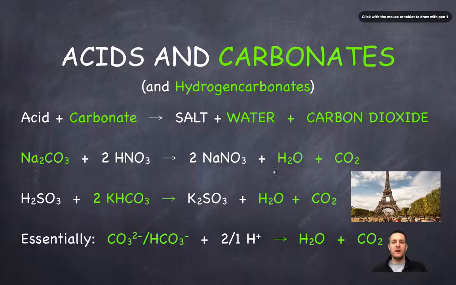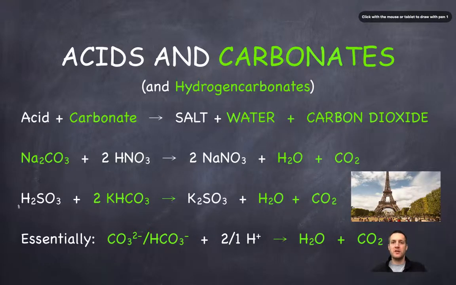Now, let's have a look at carbonates. Bear in mind, this is also true for hydrogen carbonate. So if I take an acid and a carbonate, I'll make a salt and water and carbon dioxide. If I take an acid and a hydrogen carbonate, I'll make the same products. Sodium carbonate reacting with nitric acid. Positive ion is sodium, negative ion is nitrate. So our salt here is sodium nitrate, right? Sodium nitrate and water and carbon dioxide.